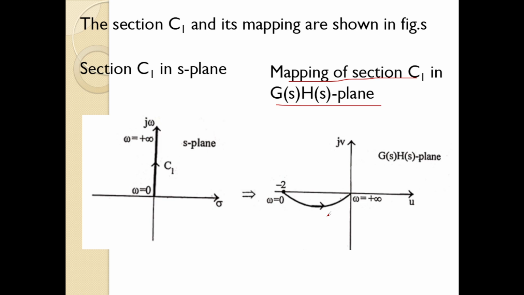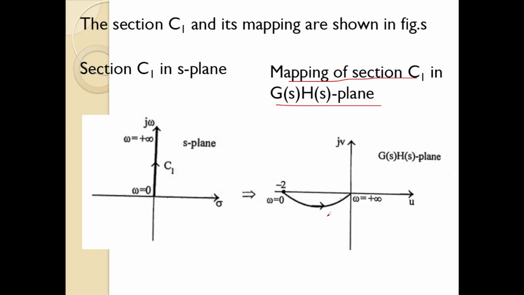So there is no need to solve it once again, as we have done for C1. You can follow the same procedure, but no need to do that. Why? Because this is our C3. This is our C3 section, which is varying from omega equal to minus infinity to 0. So it is the exact opposite of the C1 polar plot.